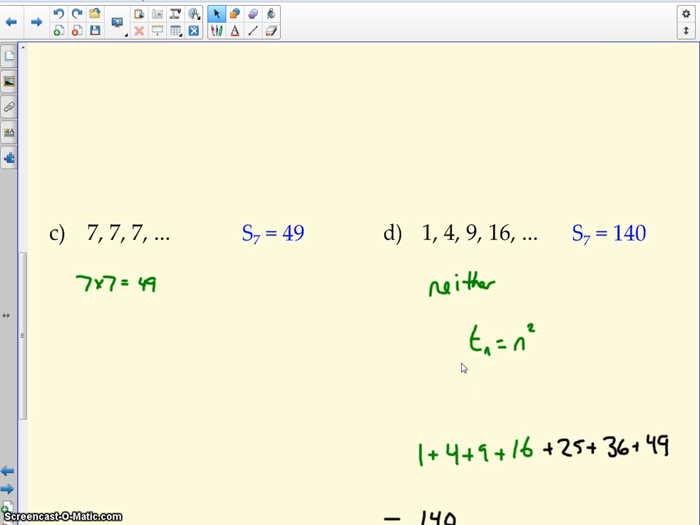So looking down at C, the terms don't change, right? They stay as 7 every single time.